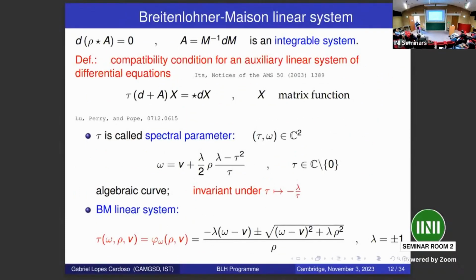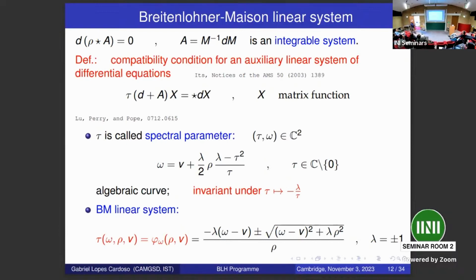Now we come to the linear system. So we want to solve these nonlinear partial differential equations in 2 dimensions. And the statement is that this is an integrable system. So what does it mean that it's an integrable system? According to Eads, and this is the definition we are going to use, an integrable system is the statement that the equations of motion of the system you are looking at are the compatibility conditions for an auxiliary linear system of differential equations. So let me explain these words a little bit here.